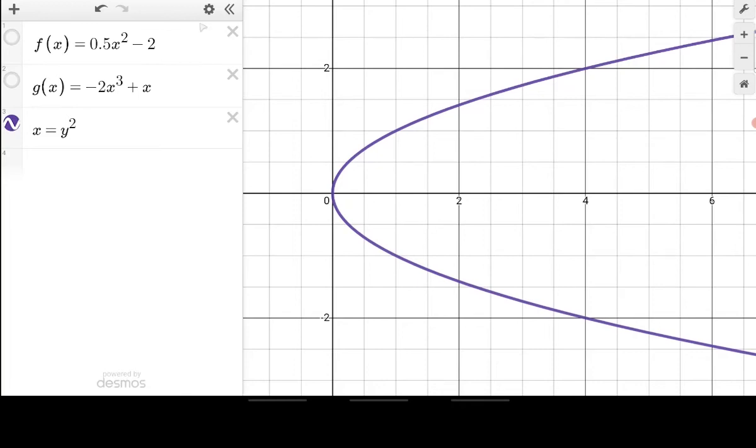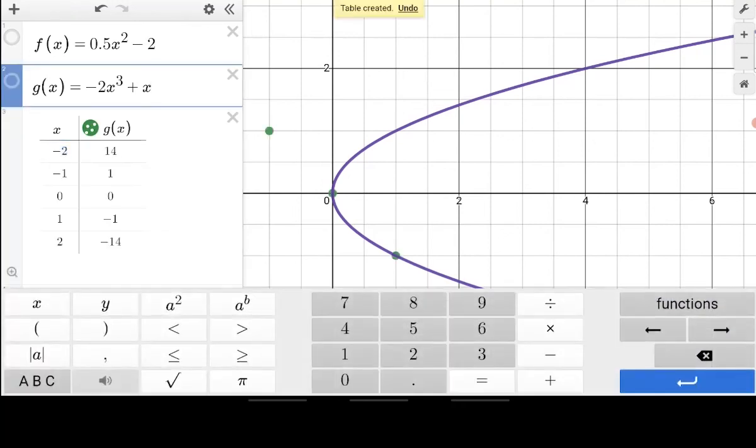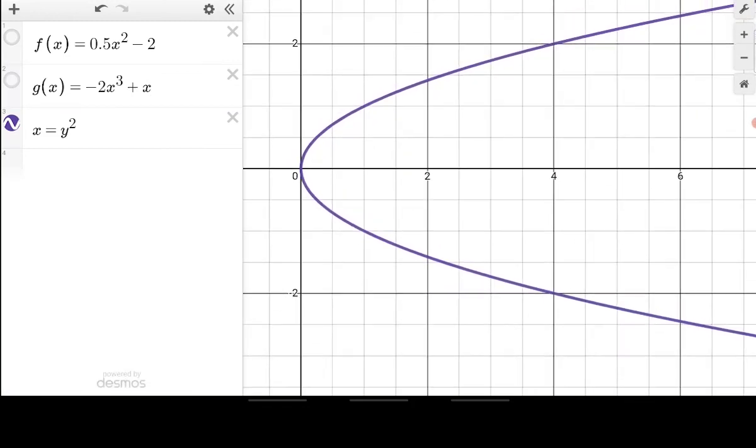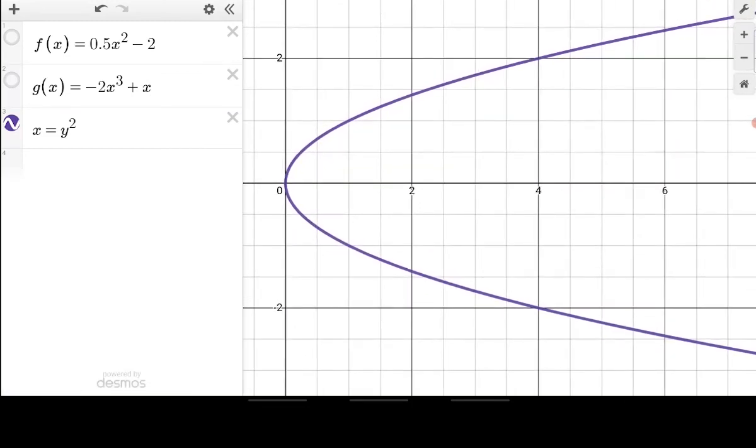And another way of looking at these relations or these graphs is we can look at them as tables. So if you hit the settings icon there, for these ones you can hit table. This one you actually can't hit table. But for these other ones, you can turn it into a table and see some of the specific values of the function itself, which will be useful later on. But for now, let's just take a look at our function here, or our graph here.